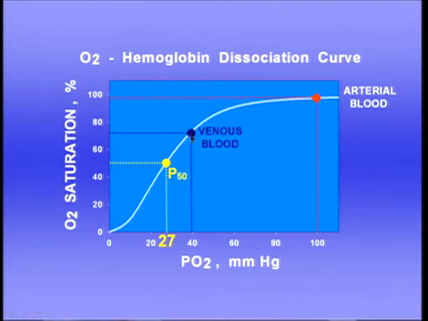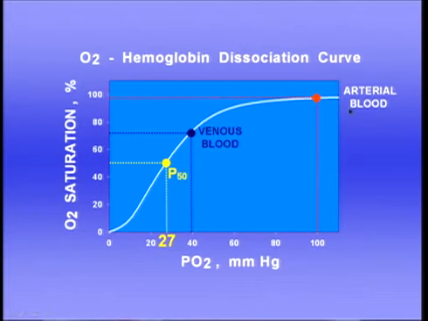Then we go down to what we call the mixed venous blood. That's the blood in the pulmonary artery coming into the lung. That has a PO2 of about 40 and an oxygen saturation of about 75%. And then another useful anchor point is what's called the P50. The P50 is the partial pressure of oxygen for 50% saturation. And in normal arterial blood, the value is about 27.